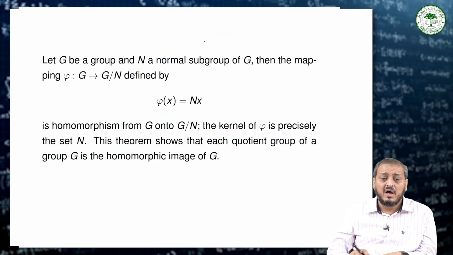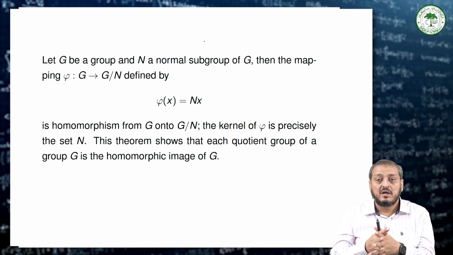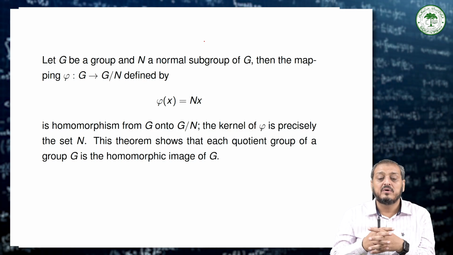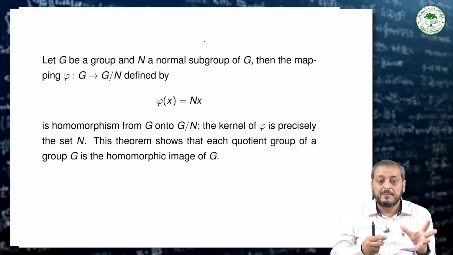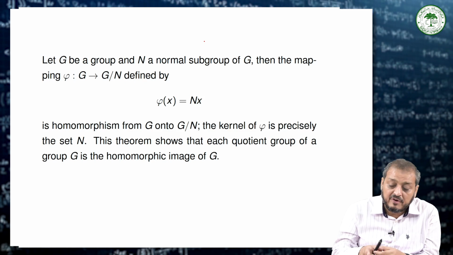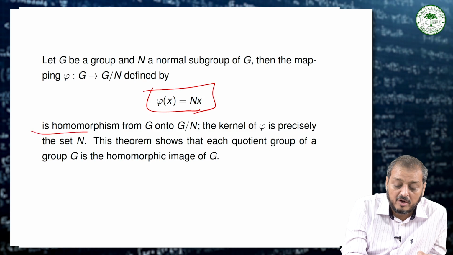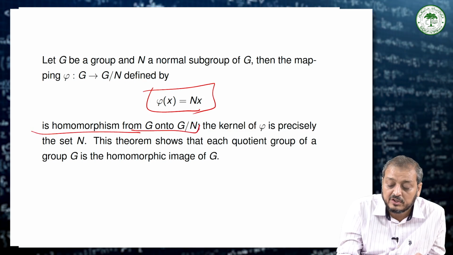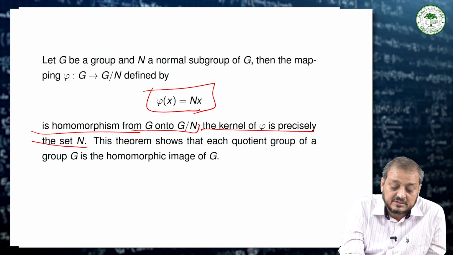Okay, now you remember this theorem, we have to prove: let G be a group and N a normal subgroup of G, then the mapping phi from G to the quotient group G by N, defined in the form phi of x is equal to Nx, is a homomorphism from G onto G dash, or we can say that it is a homomorphic image of G precisely.